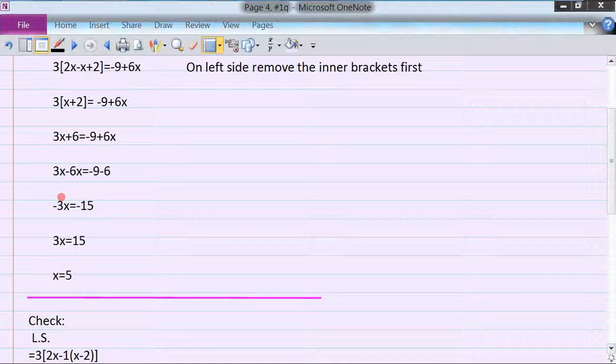Alternately, you can move the 15 over here. Minus 15 over here becomes plus 15. Move the minus 3x to the other side, it becomes plus 3x. So whether you write 15 equals 3x or 3x equals 15, it's the same. So I divide this by 3, I get x. Divide this by 3, and I get 5.